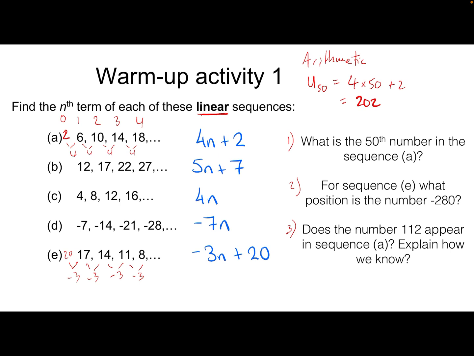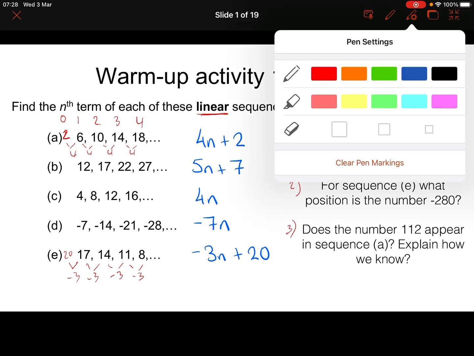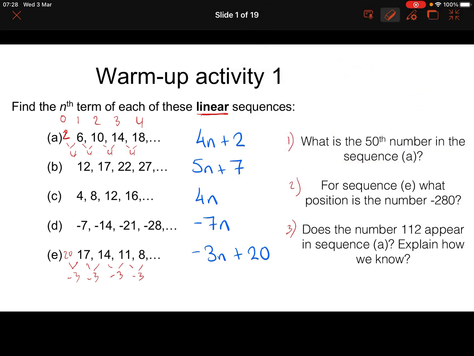For sequence E, what position is the number negative 280? Let's just delete some space here. So we can use the nth term. E has nth term minus 3n plus 20. So we're basically saying when is that term, minus 280, equal to the nth term?